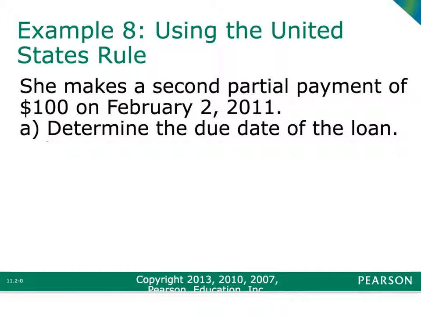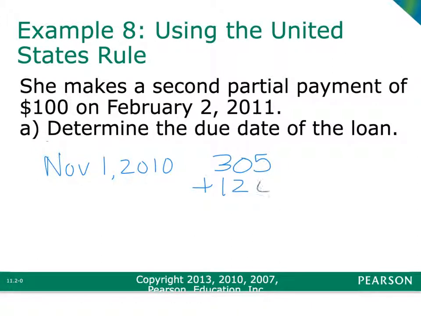Okay, so the first thing you're going to have to do is use table 11.1. Okay, so if you look, November 1st, 2010 is when she took out the loan. If you look at table 11.1, you will see that November 1st is in position 305. So she's on day 305 of the year. Now her loan term is supposed to be 120 days. So you can add 120 days to this, which will give you 425.